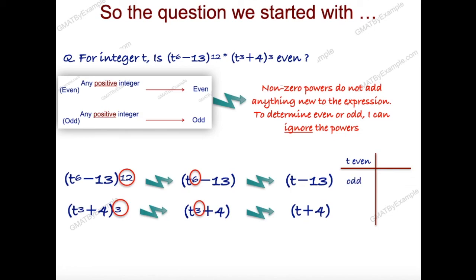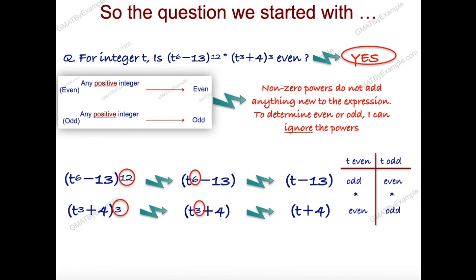So if t is even, even minus odd, t minus 13 will be odd. And since t is even, t plus 4, even plus even, will be even. And we have to find the product of these two. So since one of the terms is even, the eventual product will be even. Similarly, if t is odd, t minus 13 will be even, and t plus 4 will be odd. Again, one of them is still even, so the product will be even. So that gives me the answer to the question: yes, the given expression is in fact even.